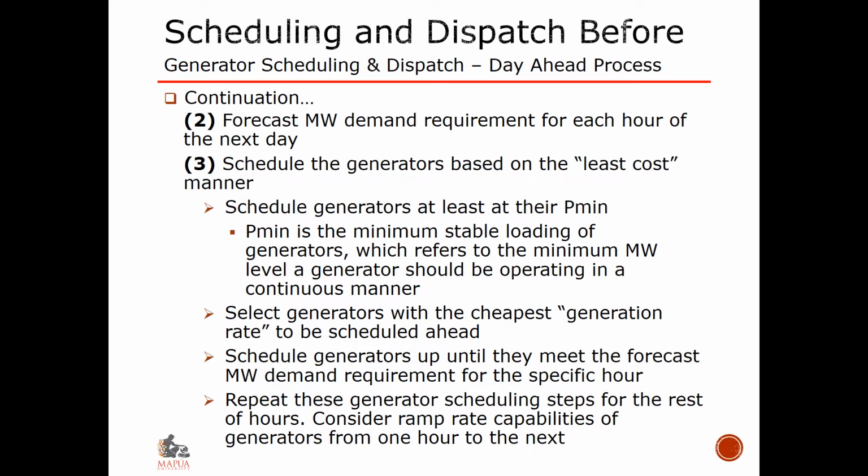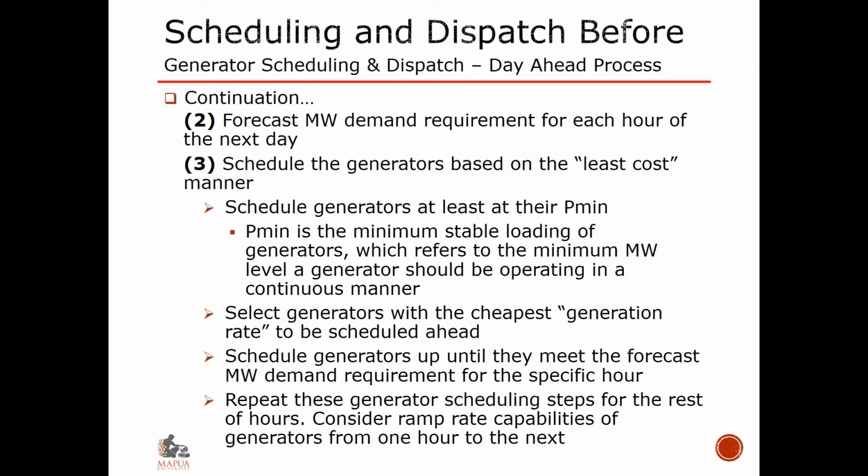So how do they schedule? Again, they schedule based on the least cost back then. Obviously, that's the appropriate thing to do. They schedule generators at least at their PMIN. Now, what is PMIN? PMIN is the minimum stable loading of generators, which refers to the minimum megawatt level a generator should be operating at in a continuous manner.